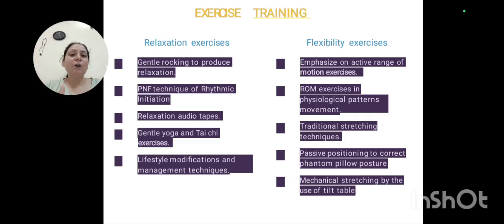So lifestyle modification is a must. Decluttering is a must. The house should be neat and clean. There should not be obstacles in the house. Unnecessary things should be kept away.